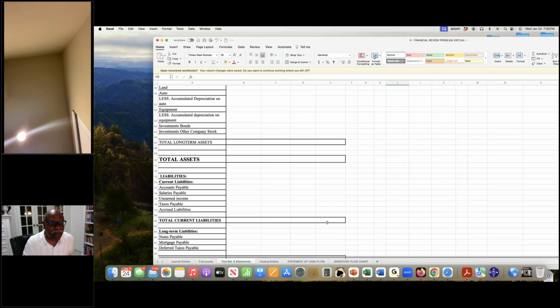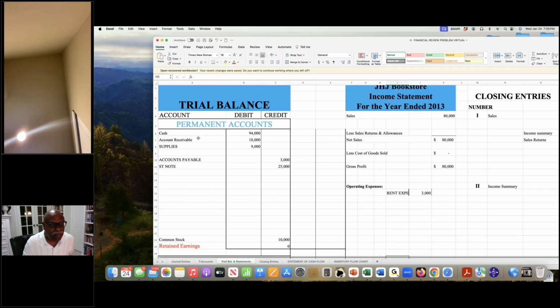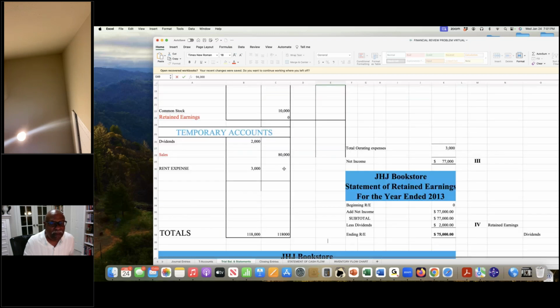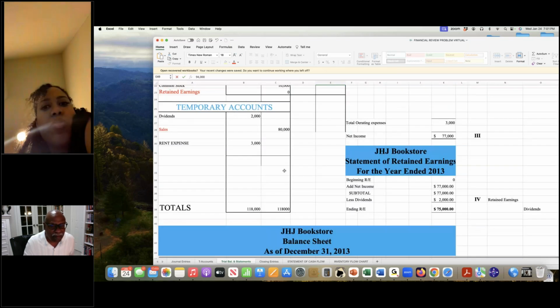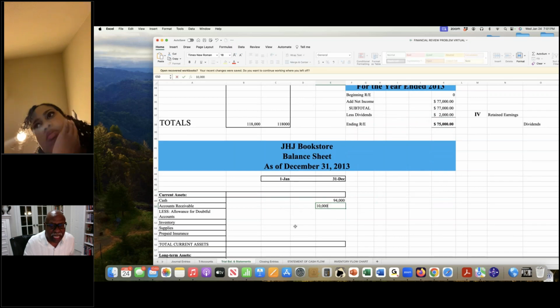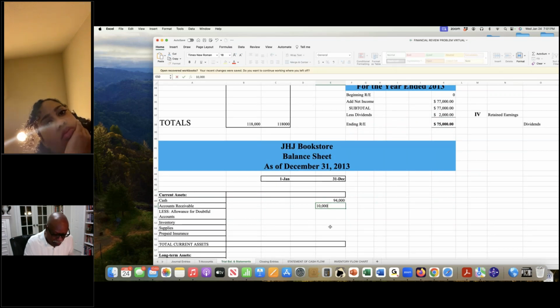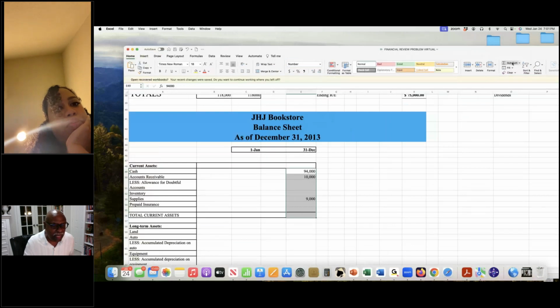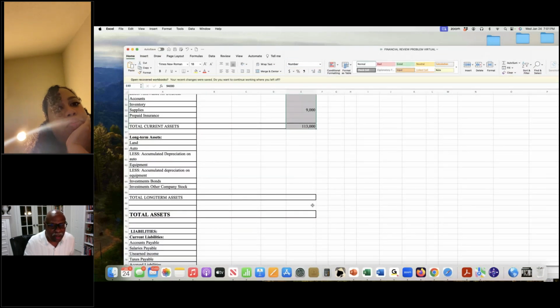So I'm gonna put the assets in for you. Cash is $94,000. Accounts receivable is $10,000. And supplies is $9,000. So our total current assets are $113,000. We don't have any long-term assets, so the total assets is 113.